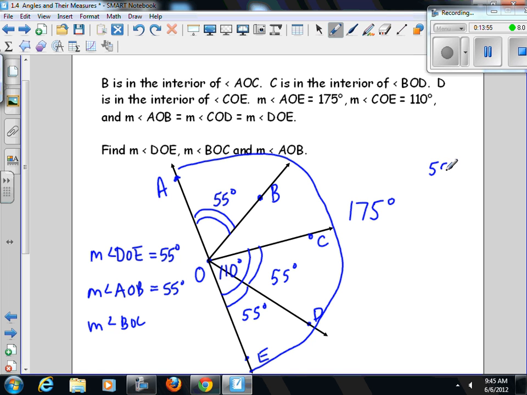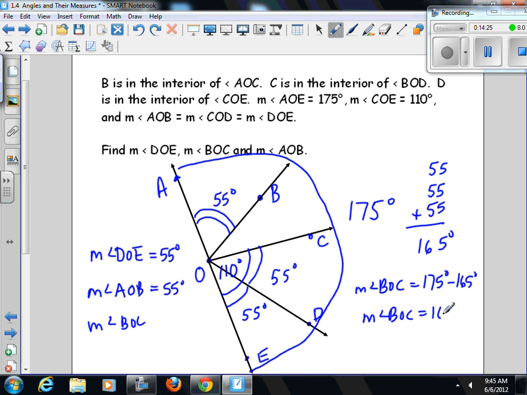So if we have 55, 55, and 55, and we add all of those together, we get 165 degrees. Well, all four of those angles add up to 175. So if we want to find out how much is left over for that fourth angle, the measure of angle BOC, we're going to have to take 175 minus 165. So the measure of angle BOC is 10 degrees. So there is our missing angle.